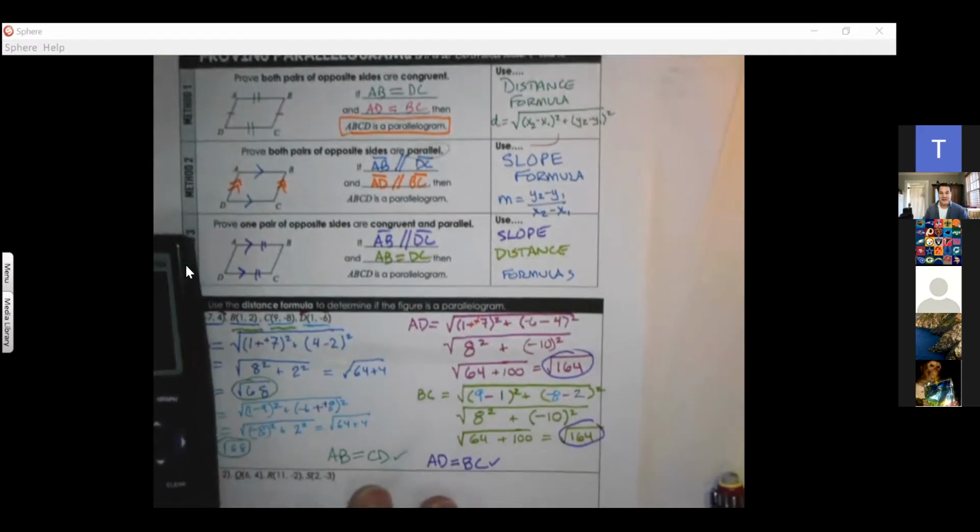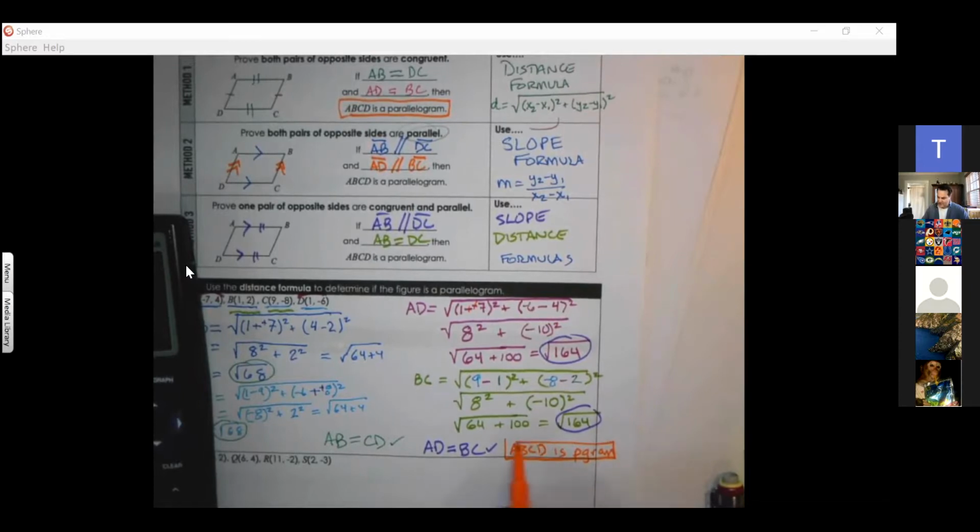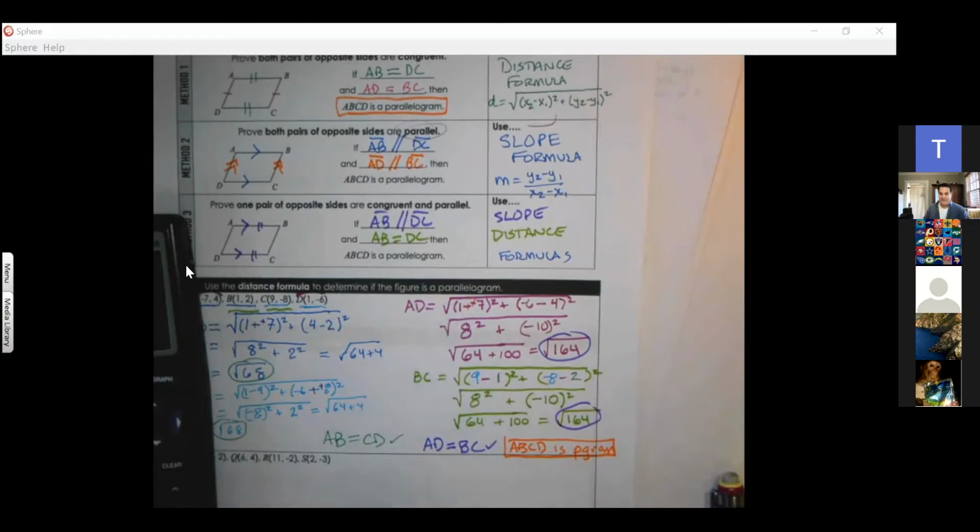Right? And we're trying to say that shape is a parallelogram. I know it's a long process, and so it's easy to get lost and forget what was I trying to do here? What we're trying to get is that it is a parallelogram, and we just verified that.